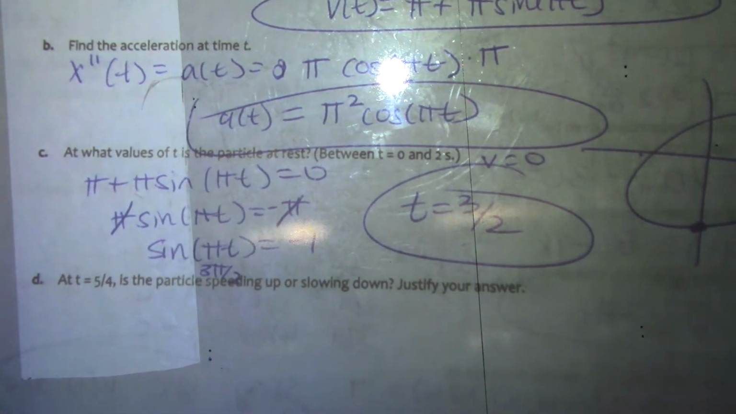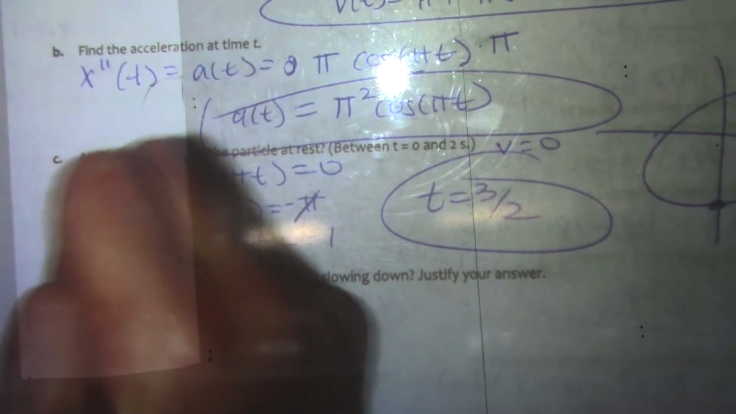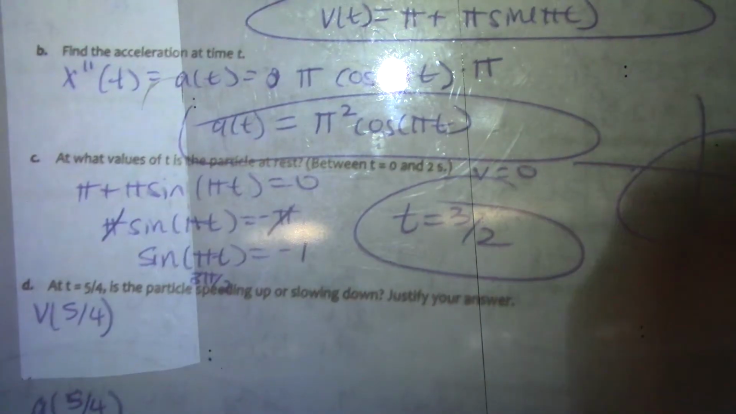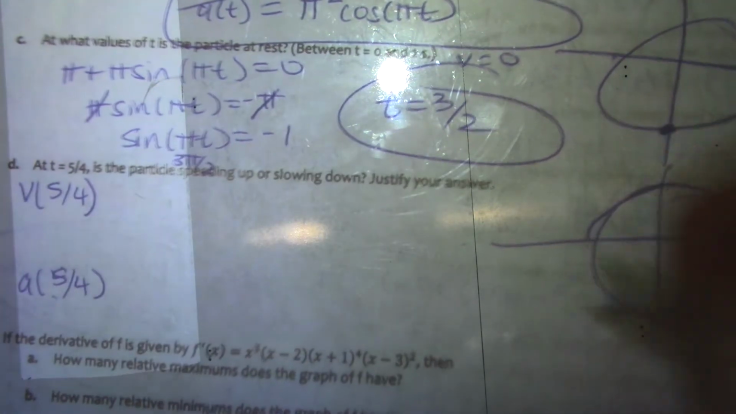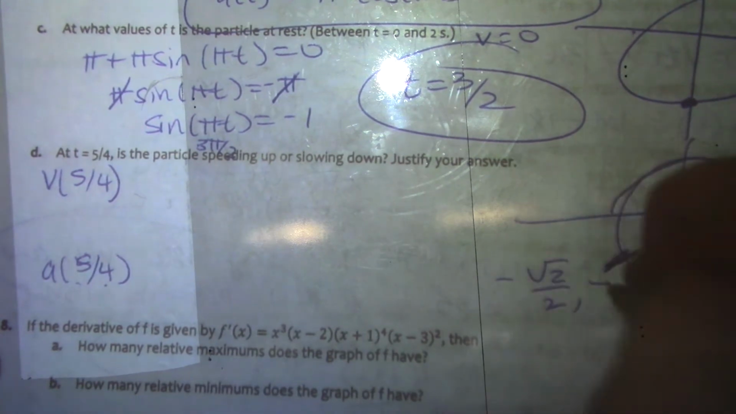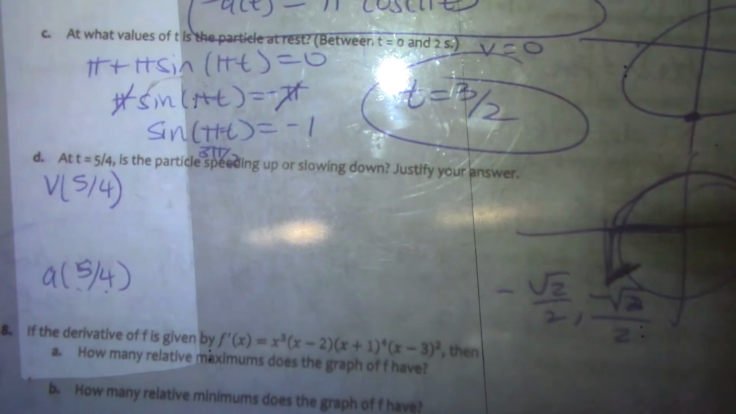At t equals 5/4, is it speeding up or slowing down? So you need to find v of 5/4 and a of 5/4. Specifically, we really just need to know the sign, right? We don't need the actual value. We just need to know is it positive or negative. So think about 5/4 is past the pi. It's right here. The over 4s are really easy. They're all root 2 over 2s. And this one is actually both negative because the x is negative and the y is negative. I'm on the left and down.